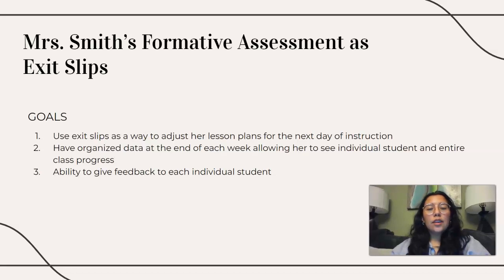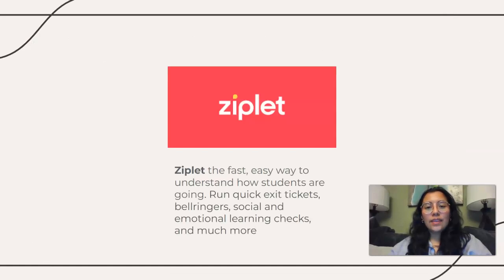So Mrs. Smith is looking for a technology, and she has the following goals: using exit slips as a way to adjust her lesson plans for the next day of instruction. She wants to have an organized data set at the end of each week, allowing her to see individual student growth and entire class progress that she is able to share with parents and other staff as well. And she also wants the ability to give feedback to each individual student.